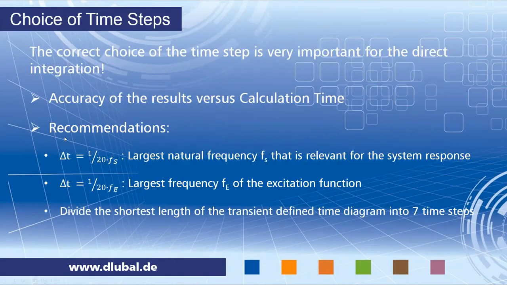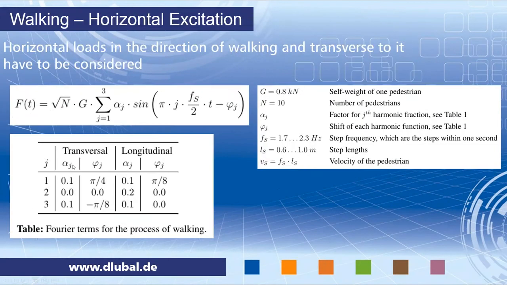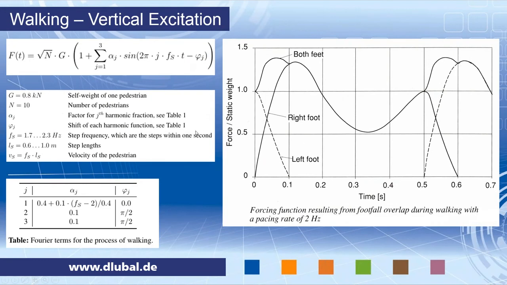So I go back to the walking vertical. This is the function we just applied. What I did is the term in brackets, 1 plus, and then the three Fourier terms, which are the alpha values: 0.4, 0.1, and 0.1. And then I have the 2 pi multiplied with j. j is just increasing with 1, 2, 3. And then we have the step frequency and the shift down here. What's still missing is the square root over n and the self-weight of one pedestrian.